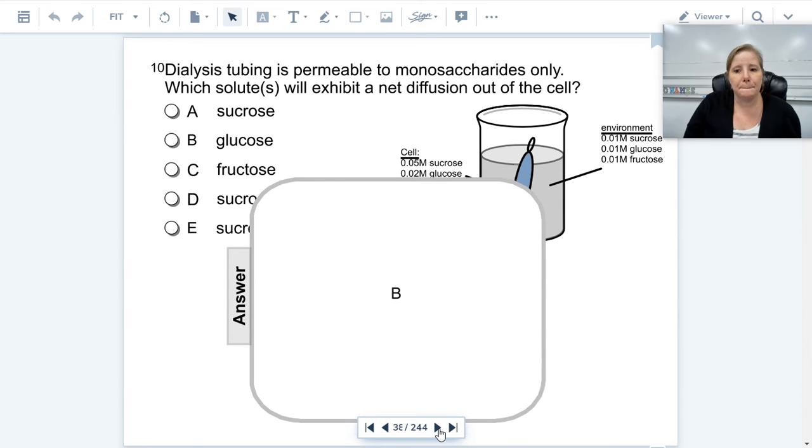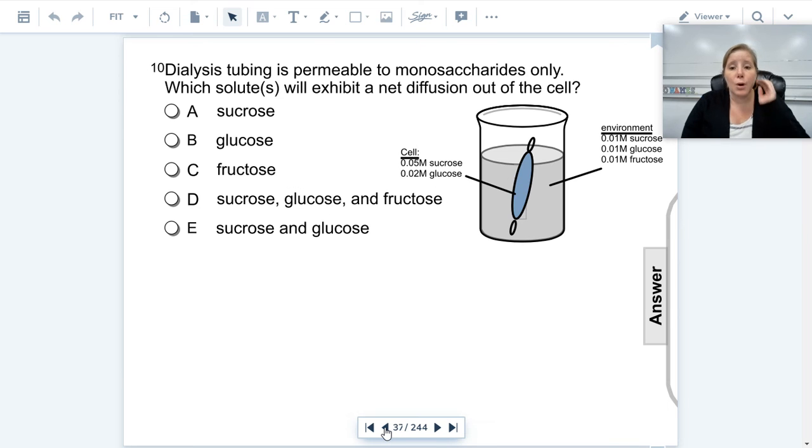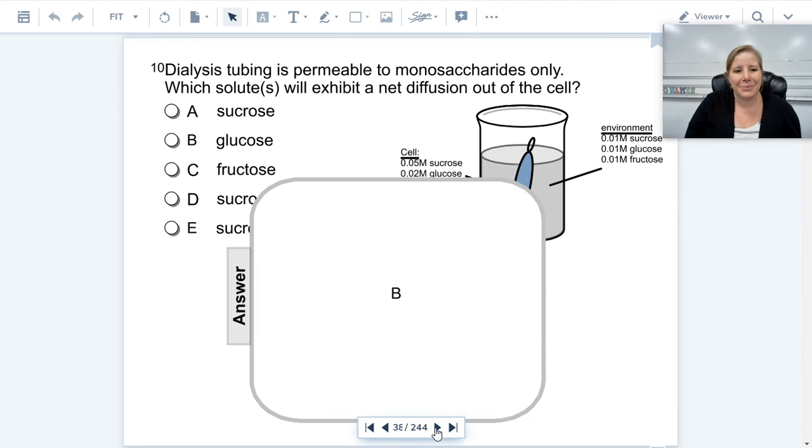Did you say B? You said B because glucose can move and it's moving out. The question here was what will move out of the cell? Fructose, even though it is a monosaccharide, will not move out of the cell because it wasn't in the cell in the first place. It's already out of the cell. So that's the difference there.